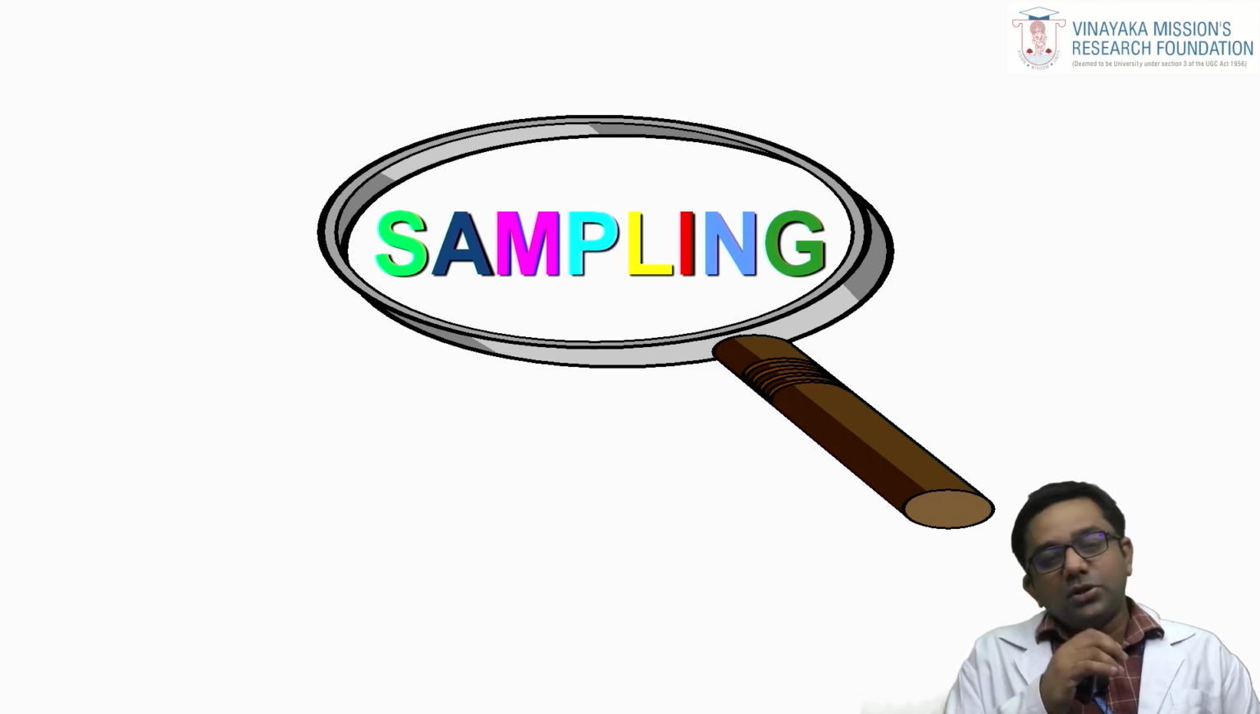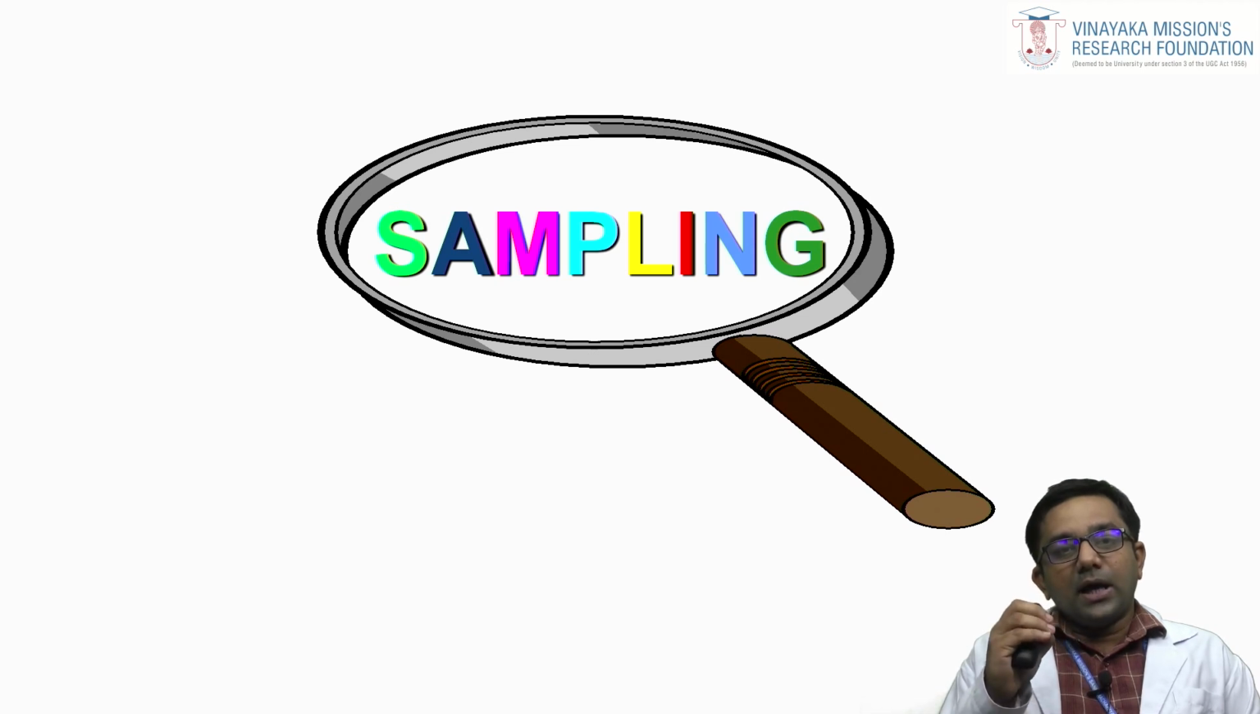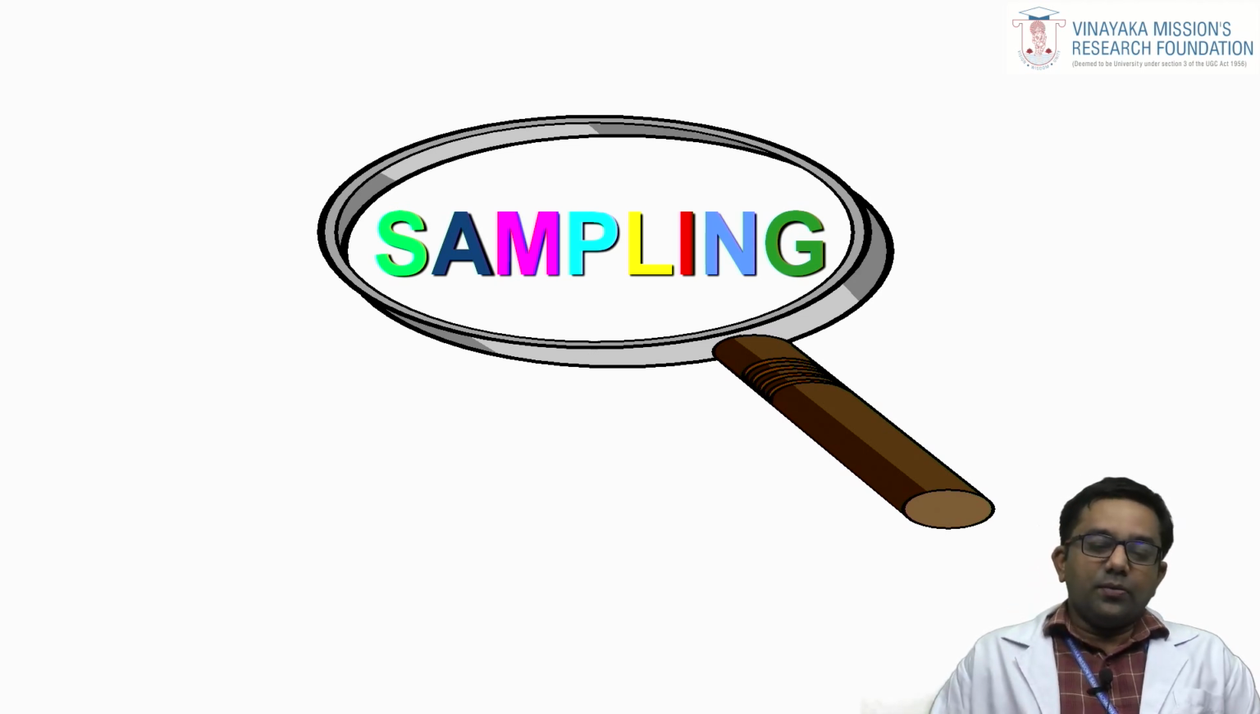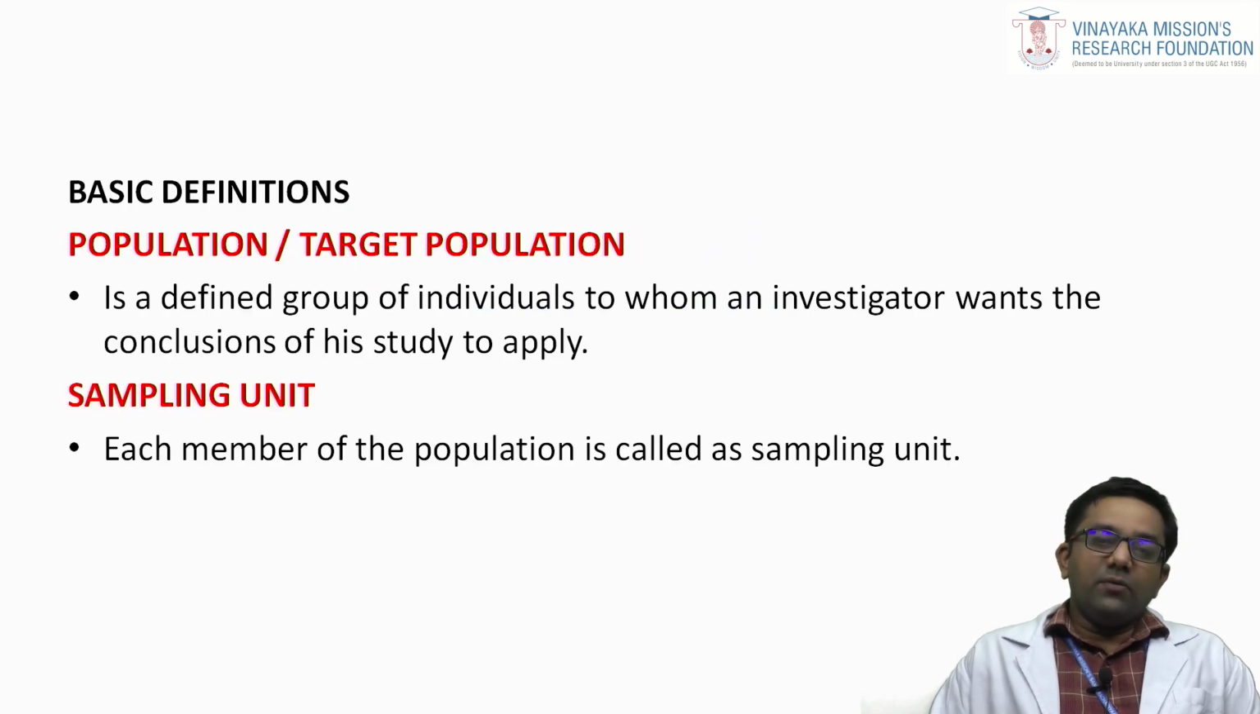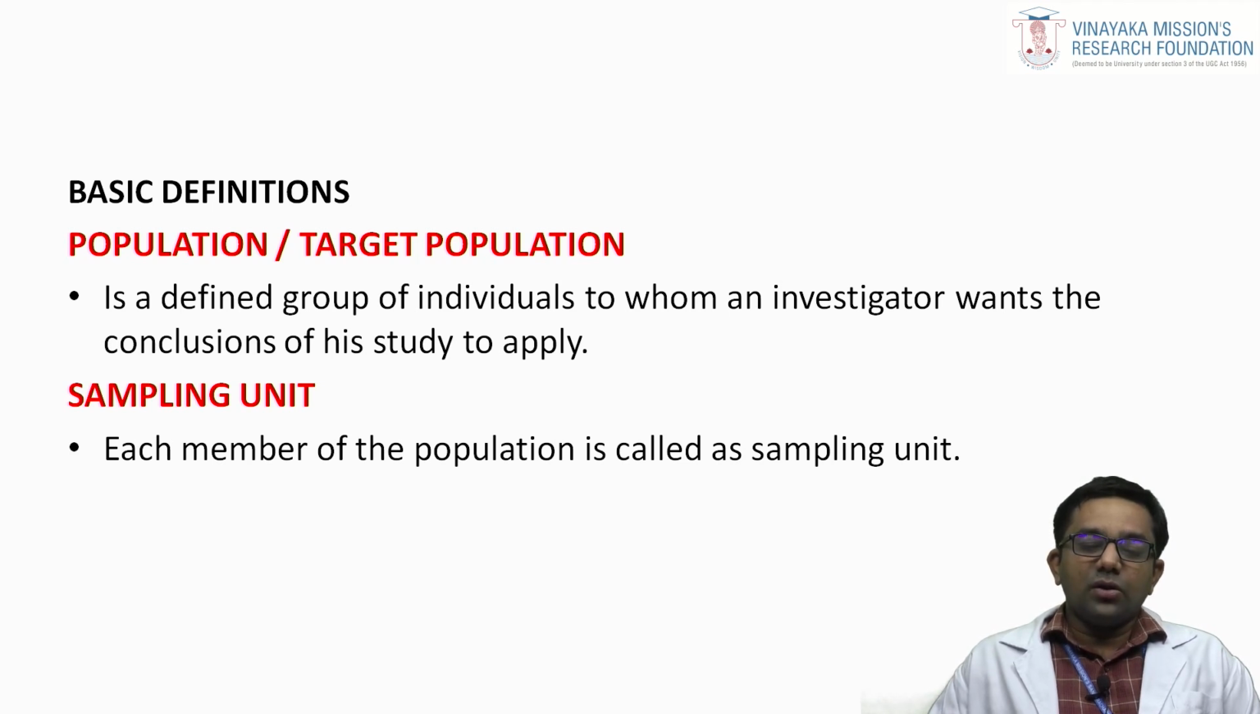So, the sampling procedure is nothing but we collect the information from the participants by taking a sample of it. Okay. So, we will see what is a sample. Before that, we will see what are the basic definitions that are necessary for knowing what is a sampling procedure. First, we will see a target population. Target population is the group of individuals to whom the investigator wants the conclusion of his study to apply. That is, which population he wants to check or collect the information from, that is known as a target population.